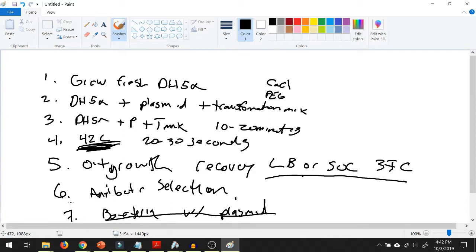And that's basically the experiment. It's a similar experiment that you're going to do with yeast cells and human cells. With the human cells, you don't do any sort of heat shock, but basically everything else is really similar.